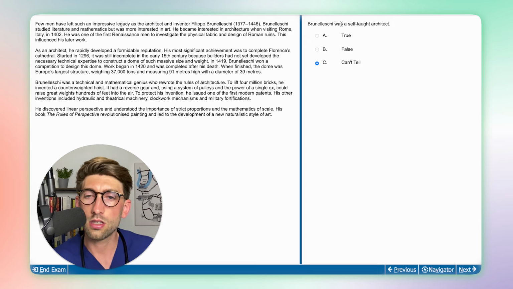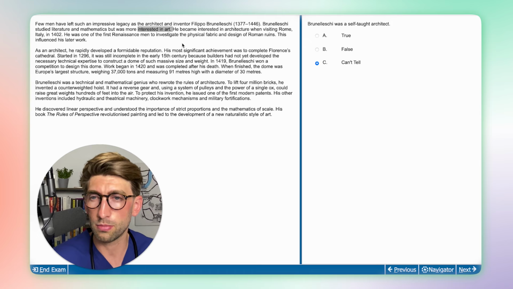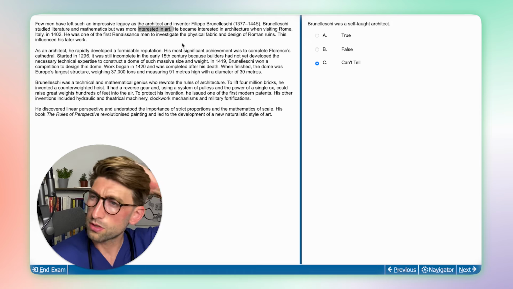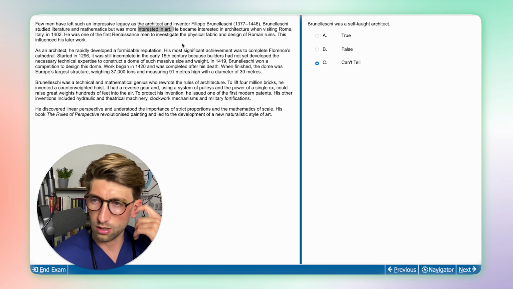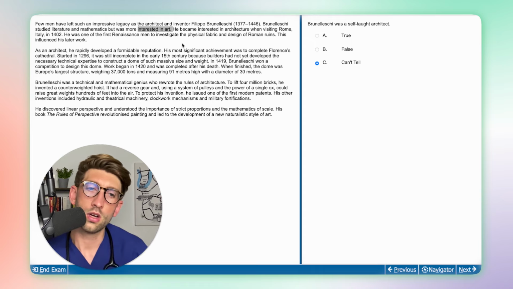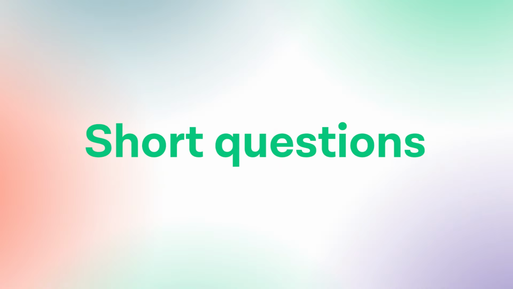He's trying to catch you out by saying he was taught this, he studied this, and then he was interested in something else, and it's asking you a question about the something else. So just be careful of these sorts of things, because this is exactly what they'll try and do. It makes you think, oh yeah, well, studied this. And then you'll go, well, maybe it's talking about self-taught, but they're talking about a different thing. So these are the kind of things to be careful with.